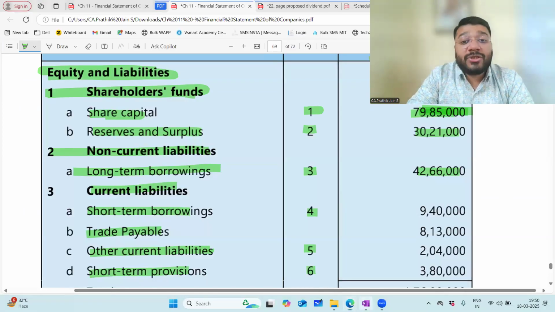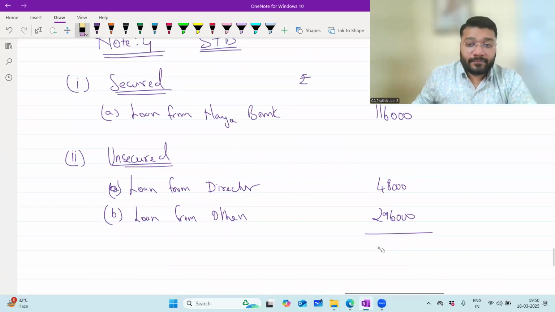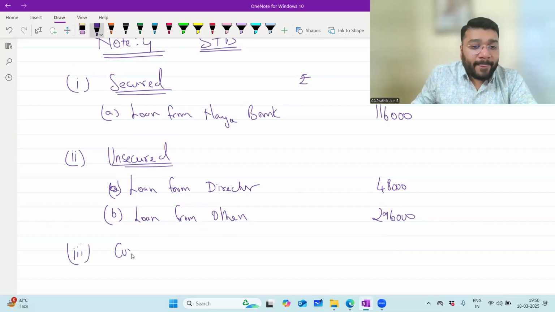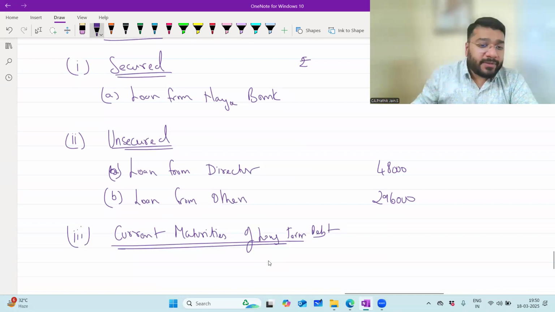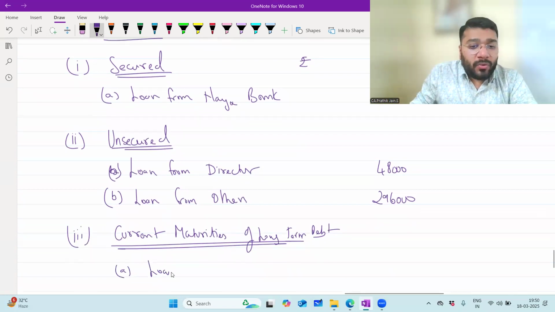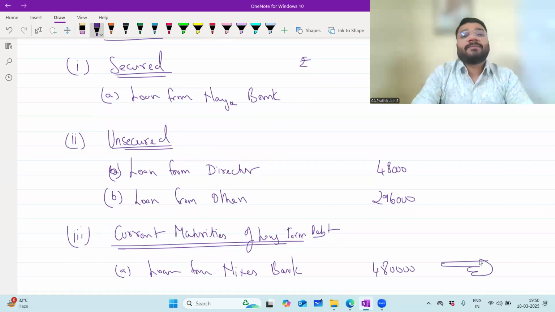Yes, one more thing is there. Current maturities of long term debt. You have to be very careful. Third one, under short term borrowing, current maturities of long term debt. Under that, the first item is loan from Nexus Bank. How much is it? 4 lakh 80,000. Very, very important. Dangerous fellow this person is.